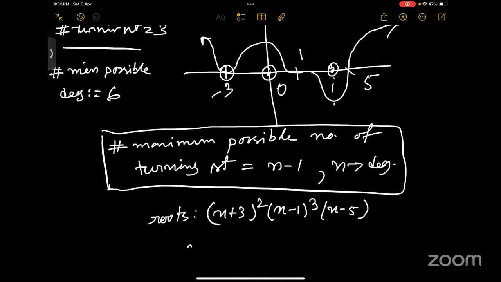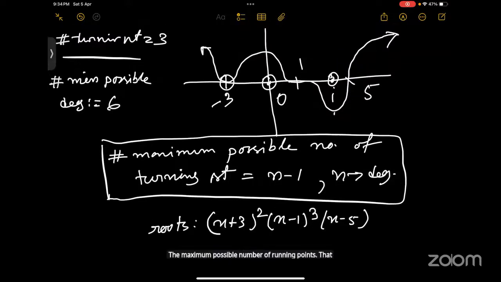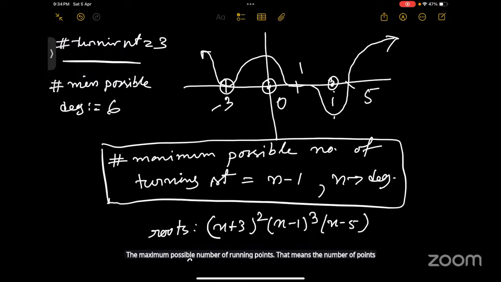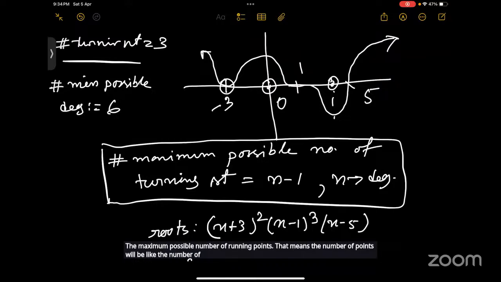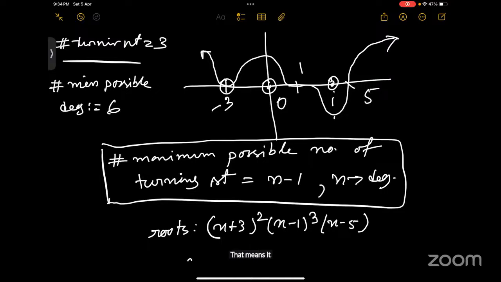But ma'am, in the class they said that if the polynomial is of degree n, which is x power n, then the maximum possible number of turning points will be n minus 1. That means the number of turning points cannot be more than 5 here. Yeah, got it. That means it can be anything from 0 to 5. Yes, the number of turning points can be anything from 0 to 5. Yes, ma'am. Thank you.